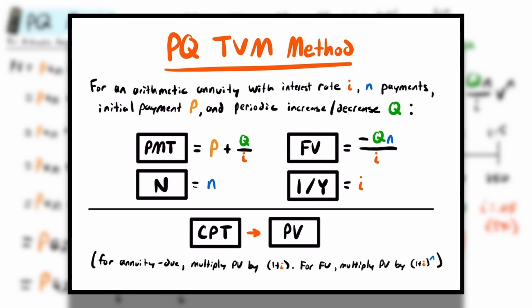Okay, now as I mentioned earlier, before we close out this video, I do want to show you one more example, particularly where we have an arithmetic decreasing annuity.